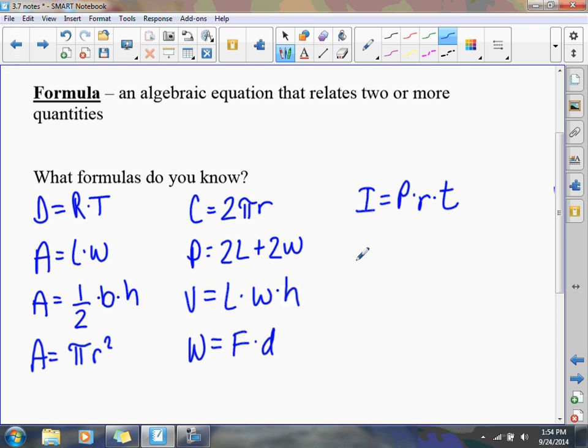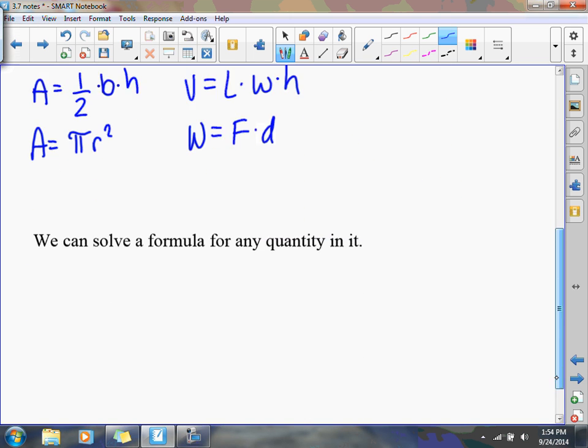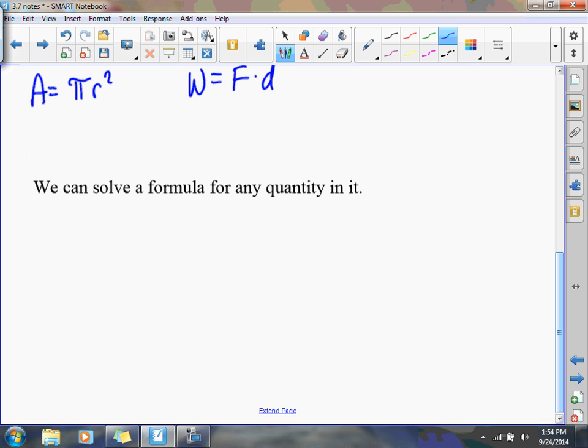of some different formulas. Now, what we're going to be doing today is we're going to be solving a formula for any quantity that's in it, so for any of its variables. So if we just had distance equals rate times time, we could resolve this equation so that it's not solved just for distance, it could be solved for rate or for time. So if I was going to solve this for rate, I would have to divide by the t. So I'd have distance over time. Or if I wanted to solve it for t, I would have to divide by the r. So I'd have distance over rate.